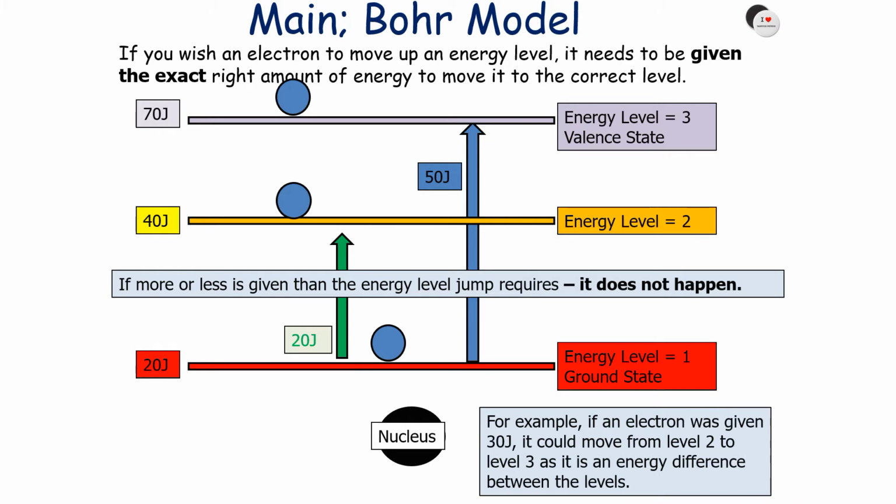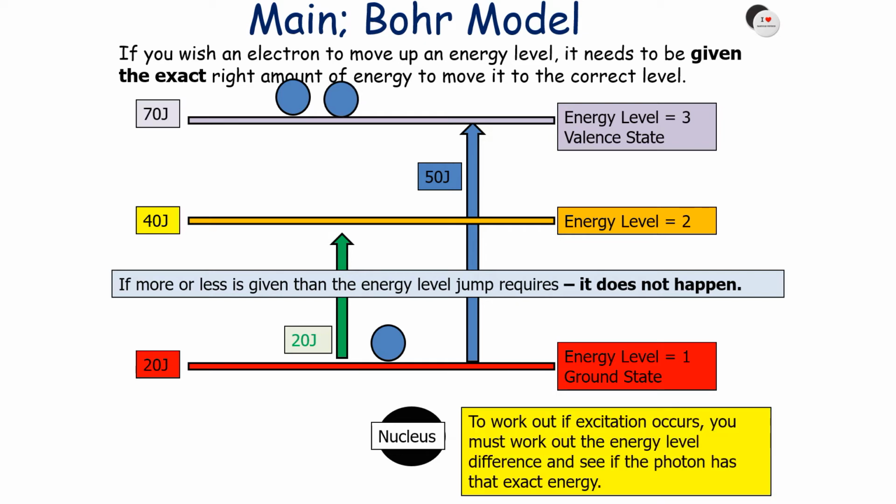Now if we gave an electron 30 joules in this example, it could move from level 2 to level 3 as it's an energy level between those particular values, because 70 minus 40 equals 30. So this is an important idea. Now to work out if excitation occurs with a photon, you've got to work out the energy level difference and see if the photon has that exact energy.